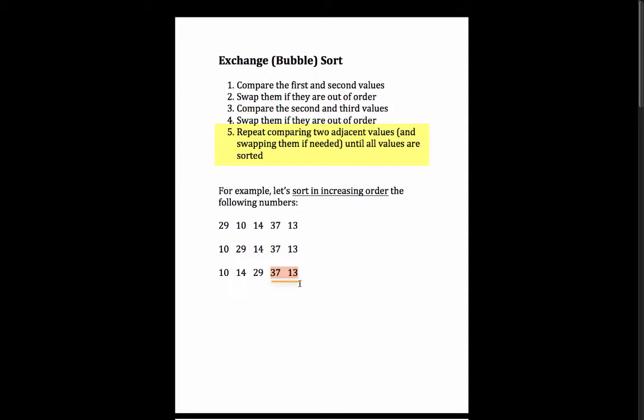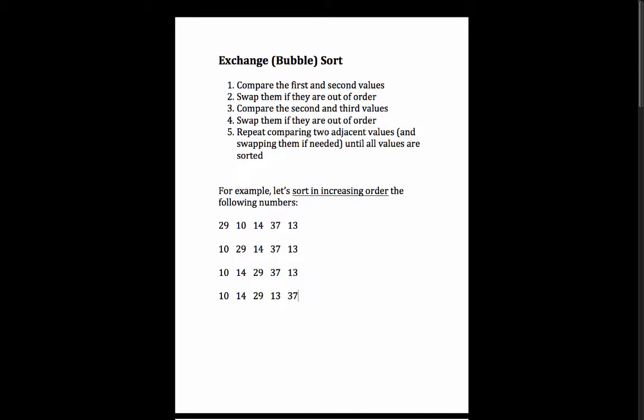Finally, we compare the last two values, which are 37 and 13, and those two, again, are not in order with respect to each other, so we need to swap them. So I'm going to copy the first three values. They don't change their position, and then I'm going to swap 37 and 13. Okay? There are no more values in my collection.